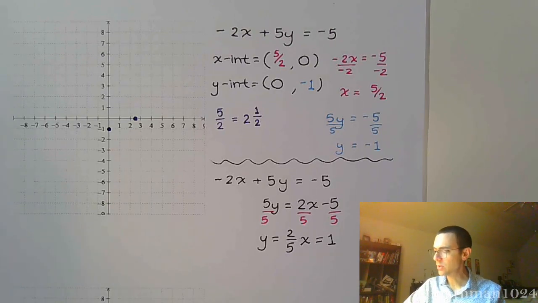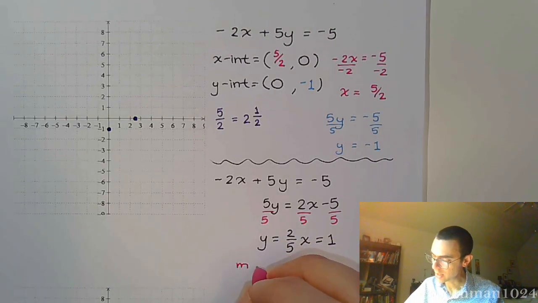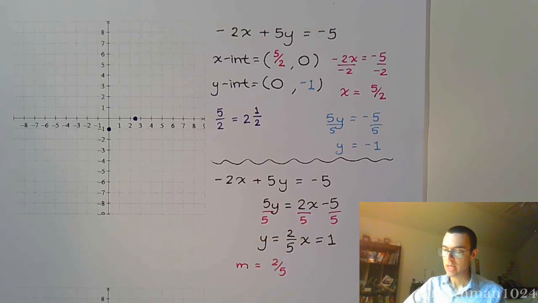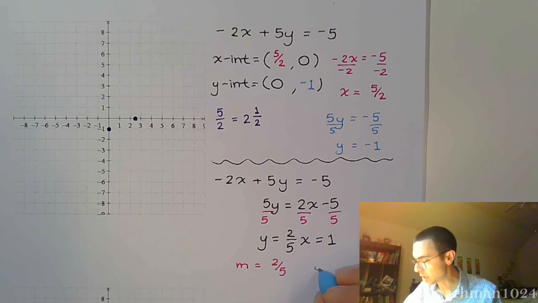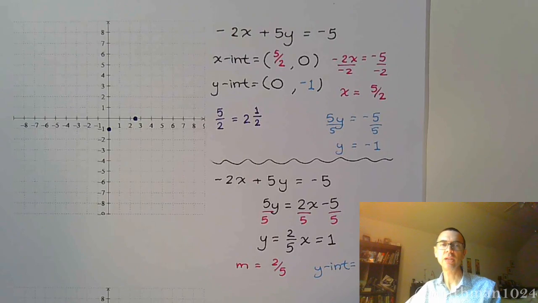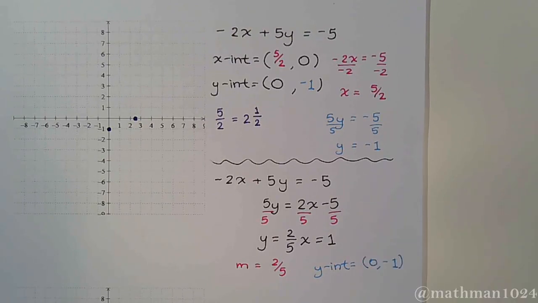And from here, it's really not too bad because we see that our slope is that coefficient of x. That's going to be 2/5. And we see that we have the same y-intercept of 0, negative 1. So it's nice that we did things 2 different ways and we still got the exact same response from that. So let's use these guys to finish graphing.